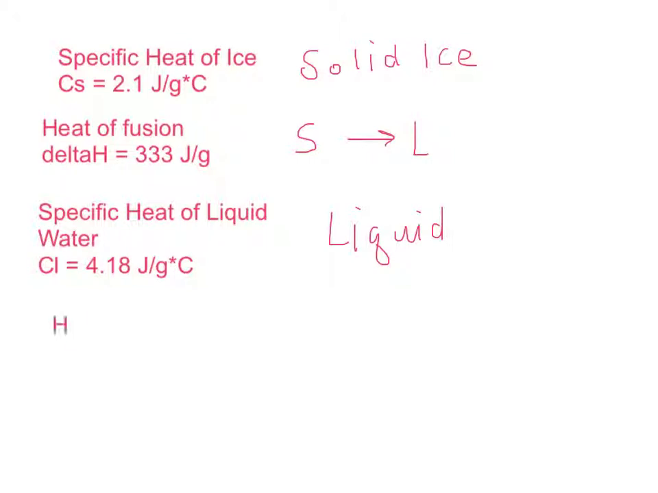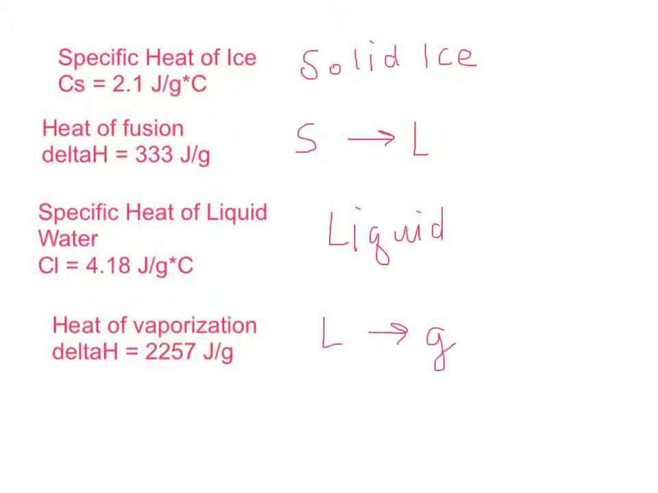Our next value was the heat of vaporization, and that value was also represented by a delta H, and its value was much larger because it requires a lot more energy to go from liquid to gas than it does to go from solid to liquid. So that was 2,257 joules per gram. So once again, this is when you're going from a liquid to a gas.